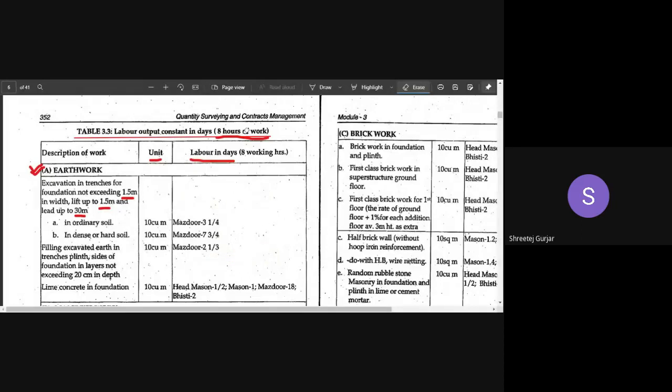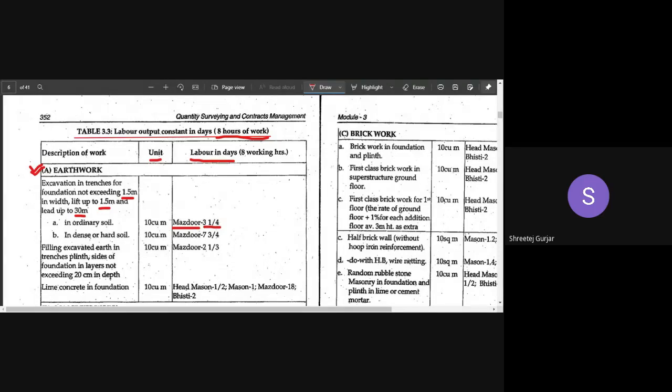Okay, in ordinary soil you require 3/4 labor. Okay, 3/4 labor, that is mazdoor. What is mazdoor? Mazdoor only deals with earthwork. He is not skilled, he or she is unskilled labor. Mazdoor is usually a labor who does earthwork, who does the work of digging.